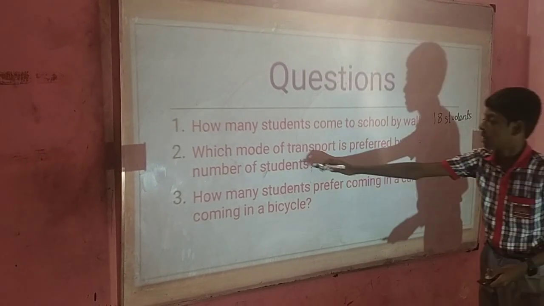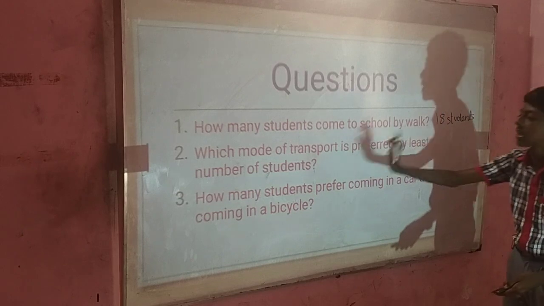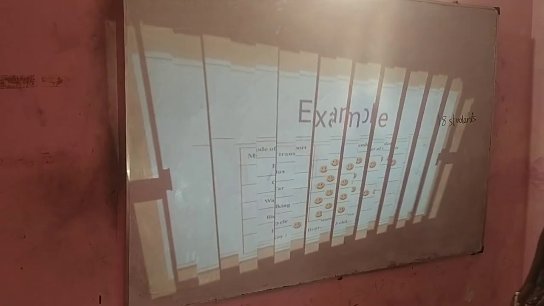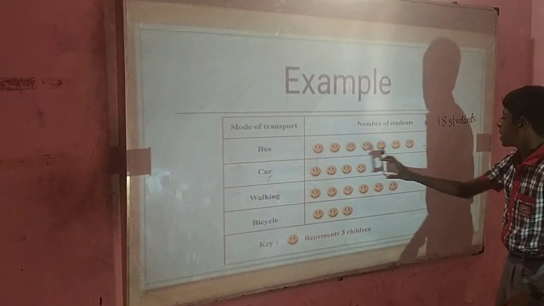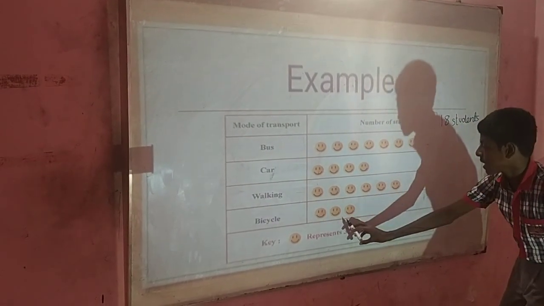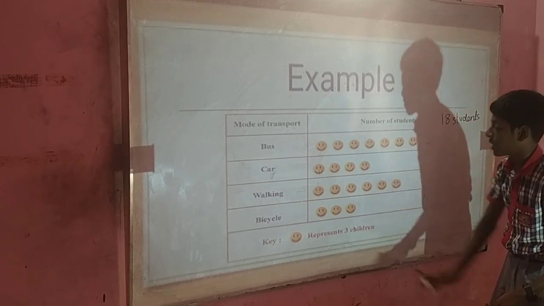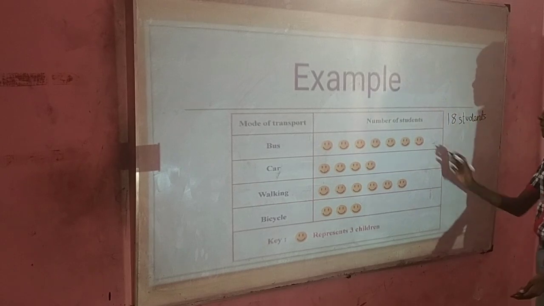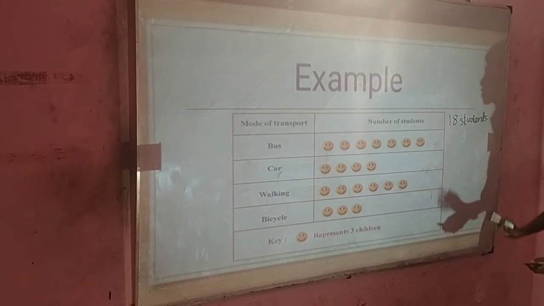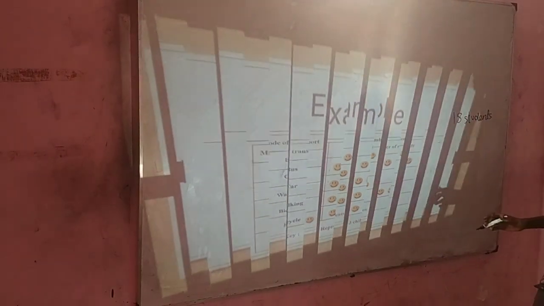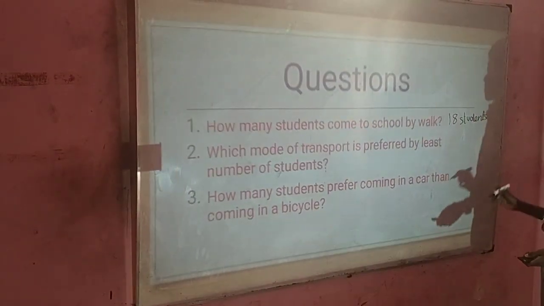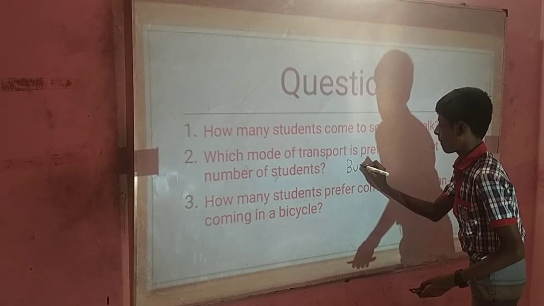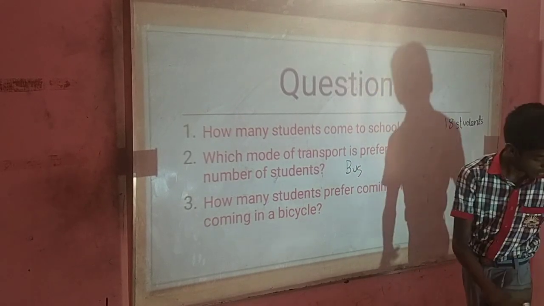Now the second question. Which mode of transport is preferred by the least number of students? There are many smiley faces, and bicycle is the one with the least number of smiley faces. Only 3 are there. In the others there are 6, 4 or 7. But in the bicycle there are only 3 smiley faces. So the least preferred mode of transport by the students is bicycle.